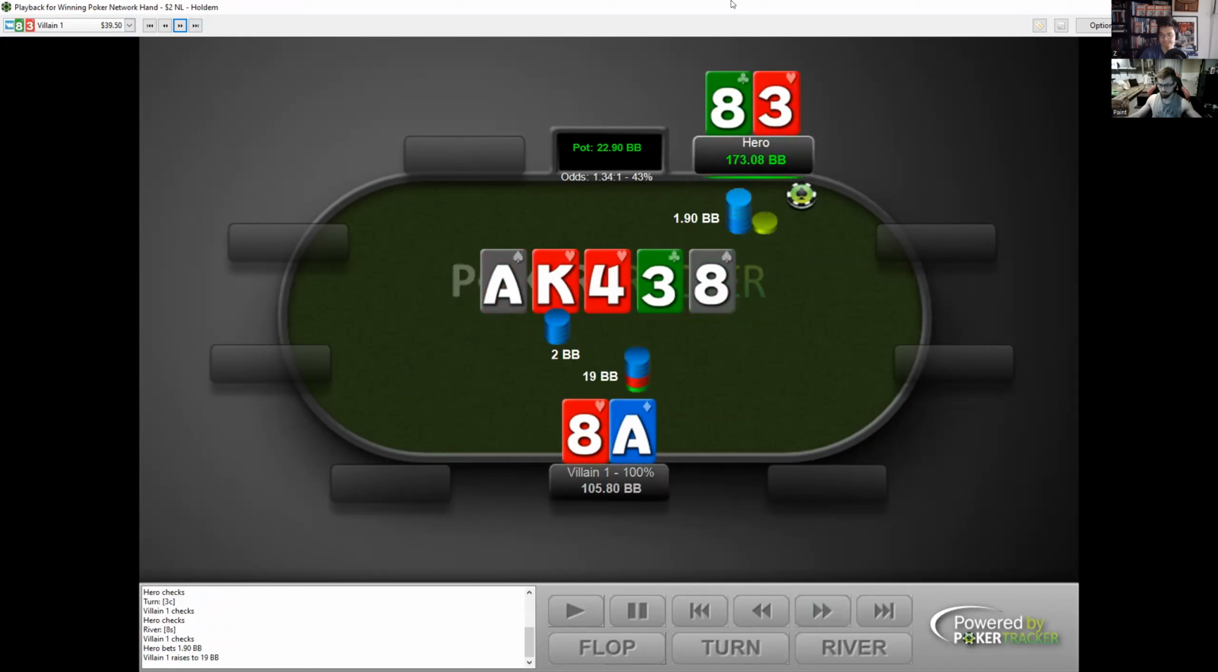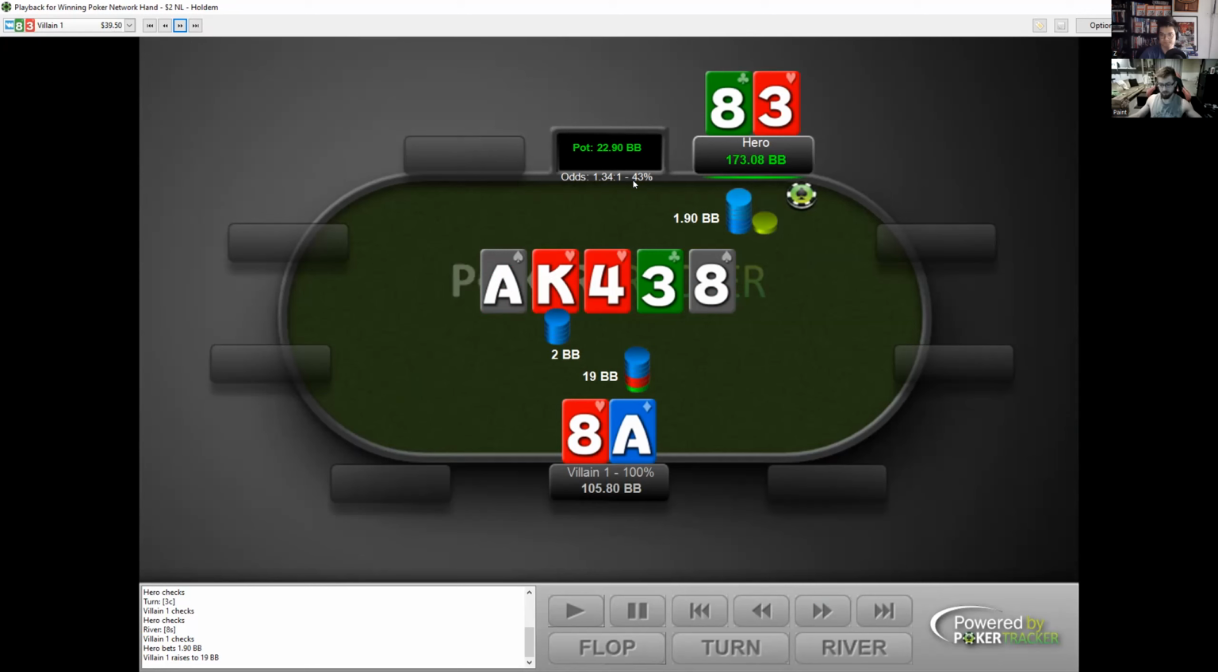Okay, what do you think? Pretty close to indifferent. Okay, but good next step: blockers, under bluffing, over bluffing. I don't know. 43%. Yeah, I don't know.